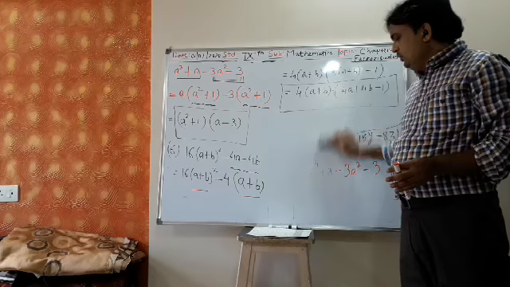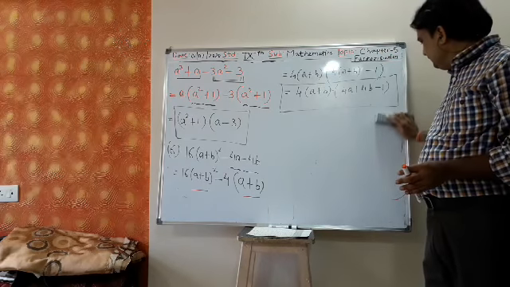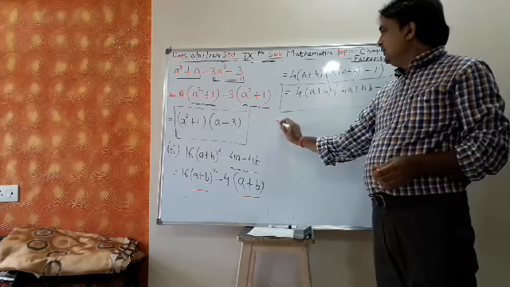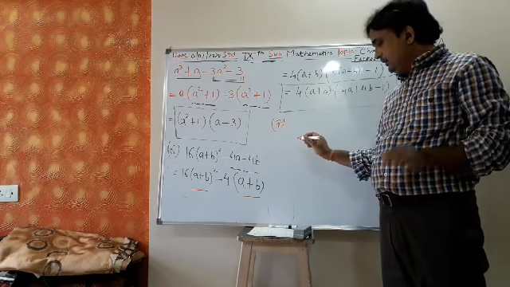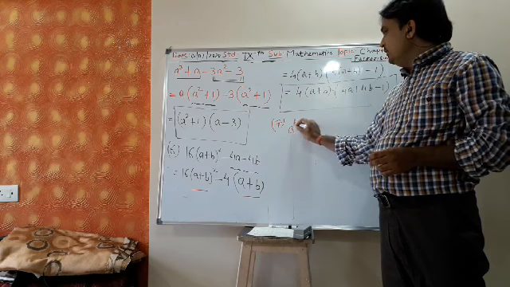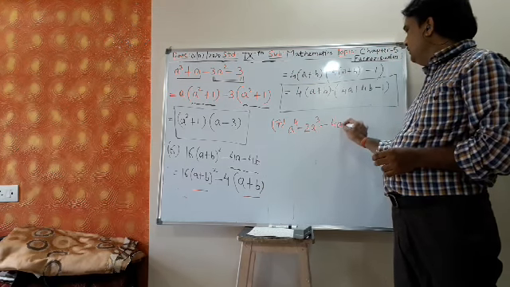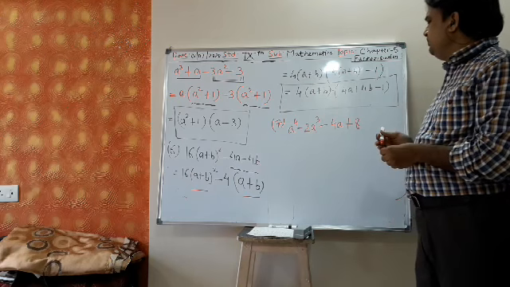Wait. Let me do one more problem. Let me do one more. Seventh one. A raised to 4 minus 2a cube minus 4a plus 8.